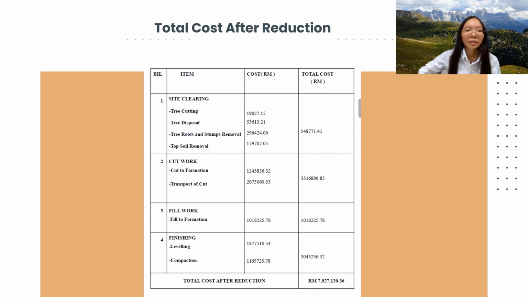This table shows the total cost after the reduction for each of the components involved in earthwork. For the site clearing, we need 549,000 ringgit, while for the cut work, we need a total of 3,317,000 ringgit, which contributes the largest part of the total cost. 1,010,000 is required for the fill work. Last but not least, the finishing work will require 3,043,000 ringgit. The total cost for all the processes involved is 7,927,000 ringgit.